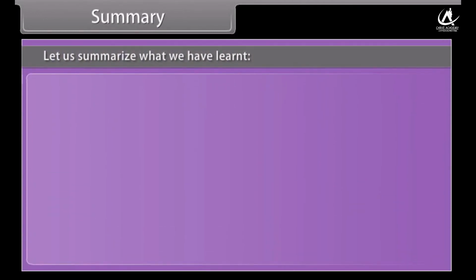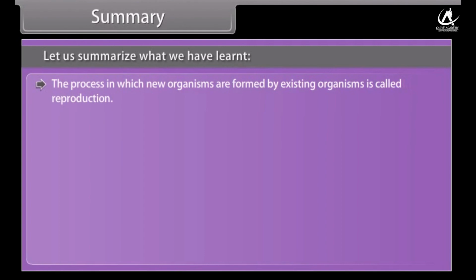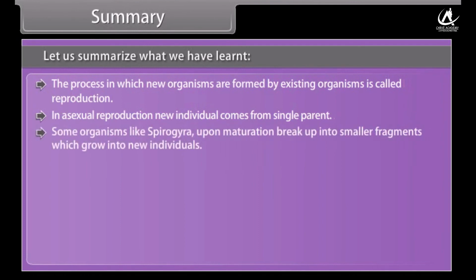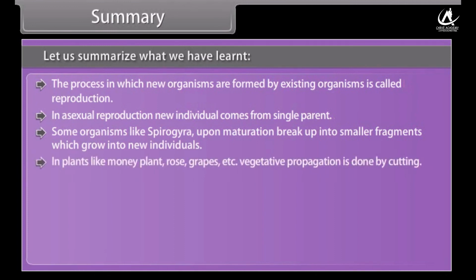Summary. Let us summarize what we have learnt. The process in which new organisms are formed by existing organisms is called reproduction. In asexual reproduction, a new individual comes from a single parent. Some organisms like Spirogyra, upon maturation, break up into smaller fragments which grow into new individuals. In plants like money plant, rose, grapes, etc., vegetative propagation is done by cutting.